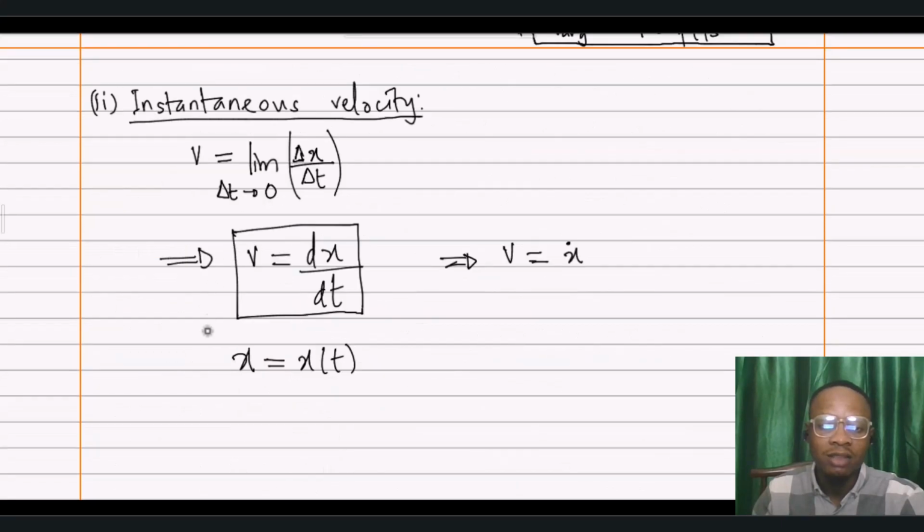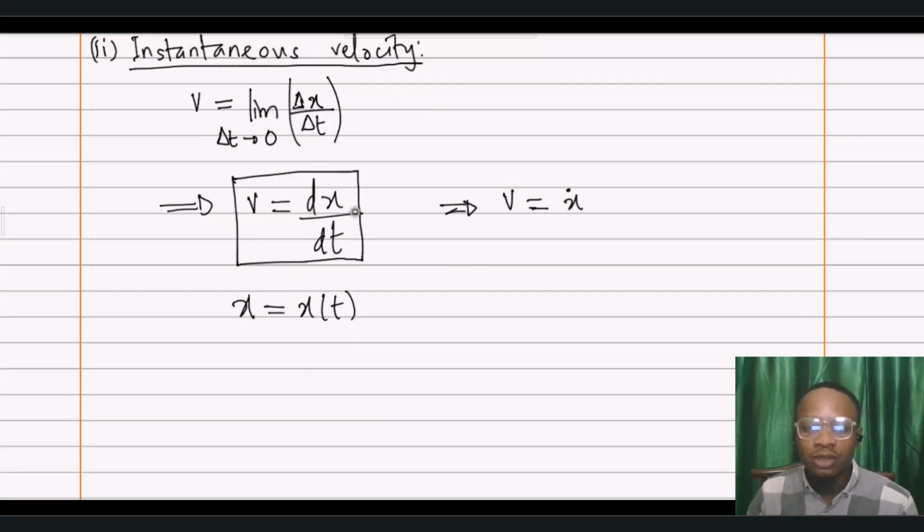So if you look at this now, let's say instantaneous velocity is 0, for instance. What does that mean? If velocity is 0, just pay attention to this expression here. This says v is equal to dx/dt. So if v is 0, it means dx/dt is 0. That means the rate at which the position changes is 0. So what will be the implication then? If the position is not changing, that means the body is at rest.